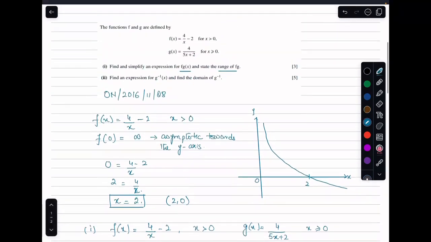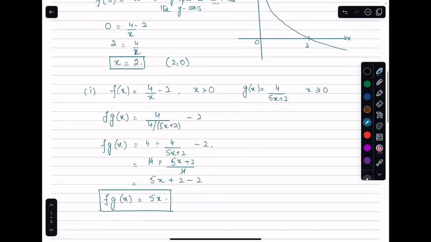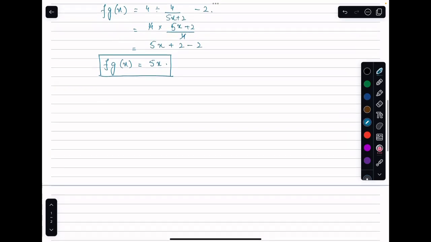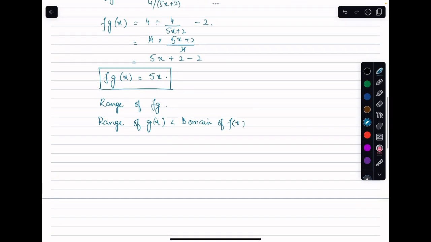Now the second part of the question says state the range of fg. It's a composite function, and to have the range of fg, I know the condition which states that the range of g should be within the domain of f. I know the domain of f, but I don't know the range of g.